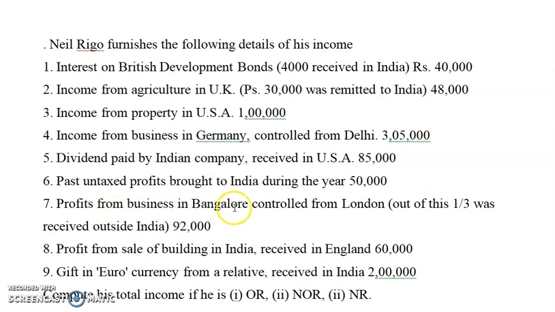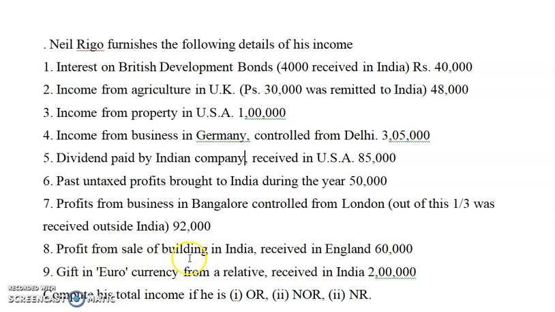Then profit from business in Bangalore controlled from London, and 1/3 was received outside India, rupees 92,000. Now here the thing is, Bangalore is in India. So when Bangalore is in India, it is an Indian income. Indian income, wherever it is earned or wherever it is received, it won't affect us. When it is an Indian income, fully taxable. So whole 92,000 is taxable. We are writing it in all the three columns.